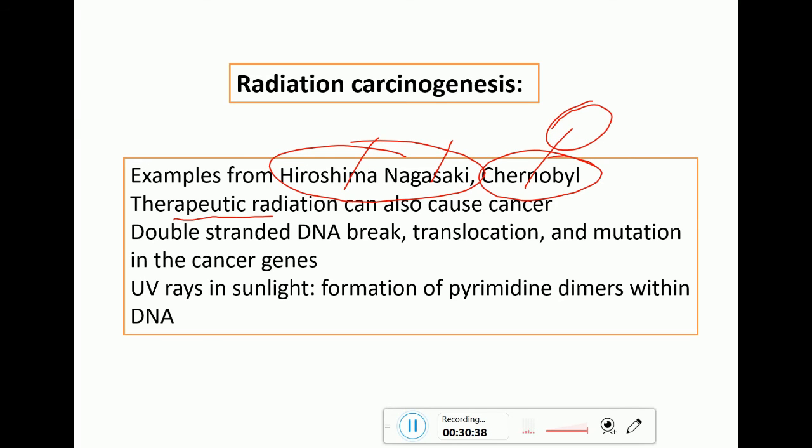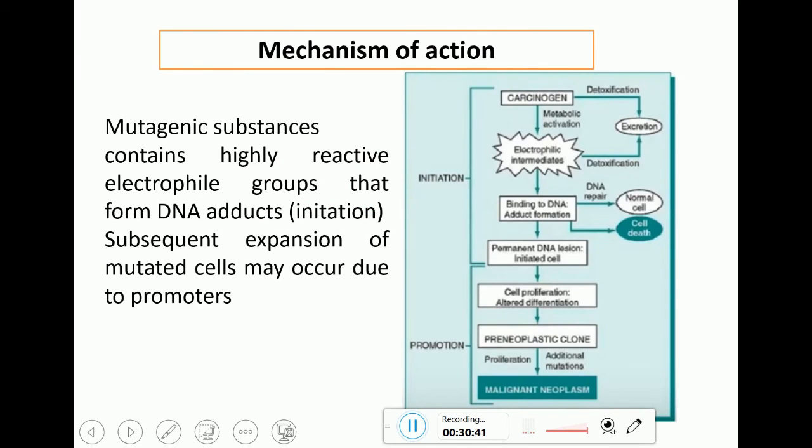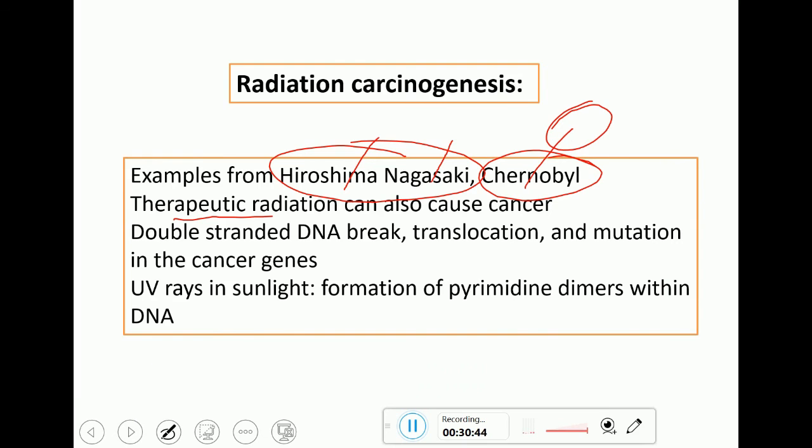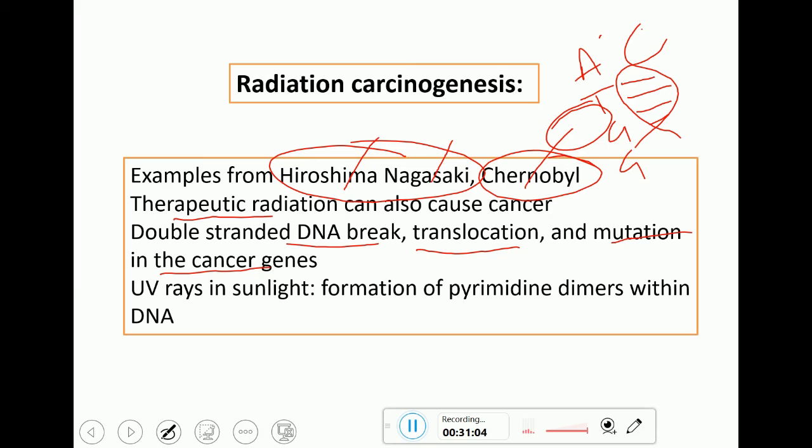It breaks the double-stranded DNA and causes translocation and mutation in the cancer gene. We all know that DNA is double-stranded and has hydrogen bonding between the bases. G and C are linked with a triple hydrogen bond, and A and T are linked with a double hydrogen bond. These hydrogen bonds between the different bases get broken after exposure to radiation.